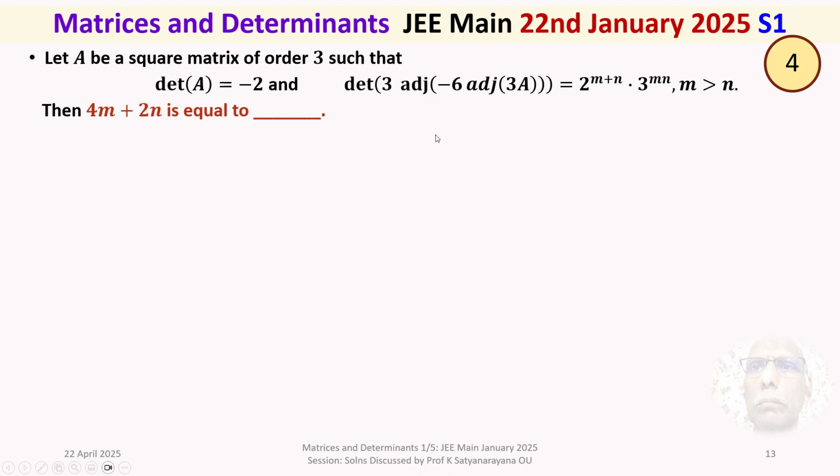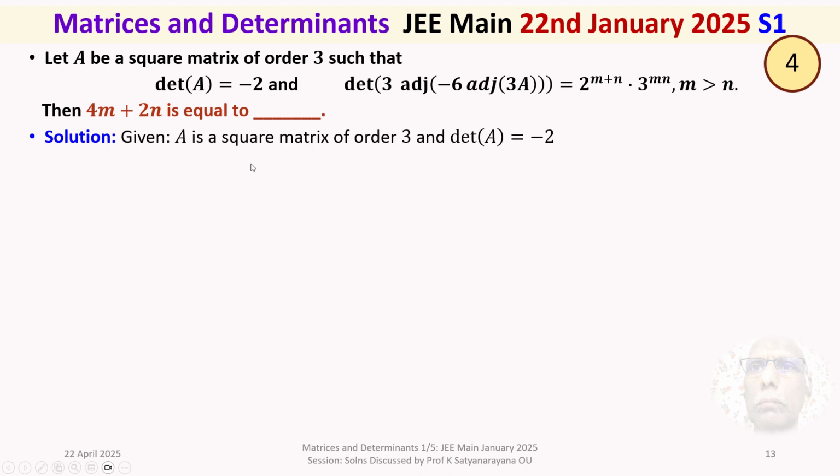It's a NEAT, numerical answer type question. Let's now discuss the solution of the problem in detail. We are given A is a square matrix of order 3 and determinant of A is equal to minus 2. Now let us take determinant of 3 times adjoint of minus 6 times adjoint of 3A.